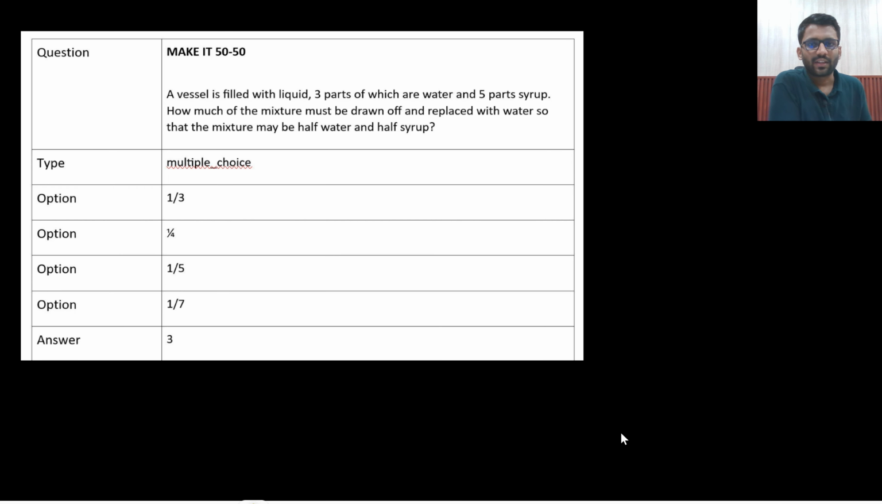Now this is the last question. A vessel is filled with liquid, 3 parts of which are water and 5 parts of which are syrup.